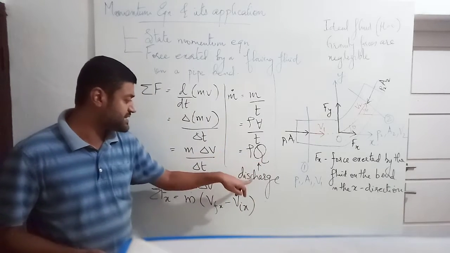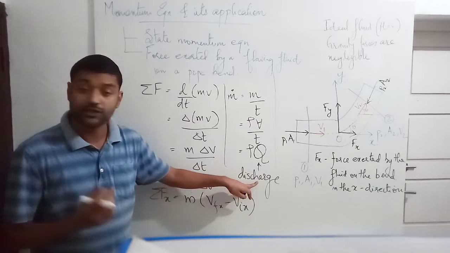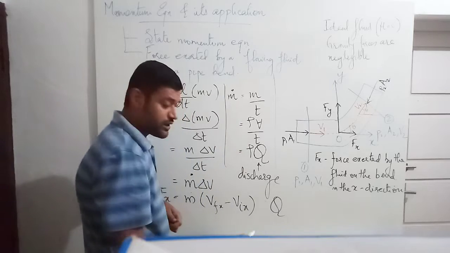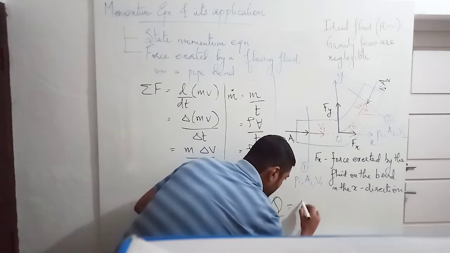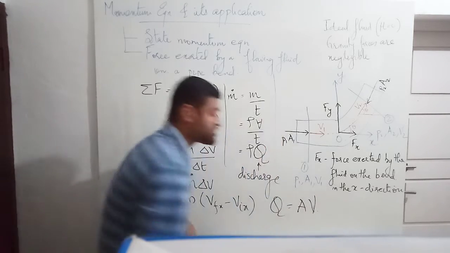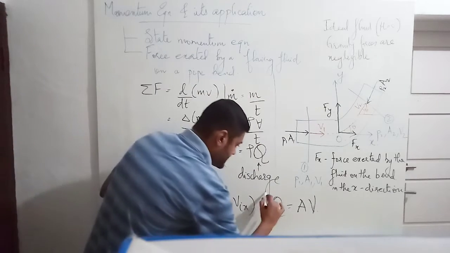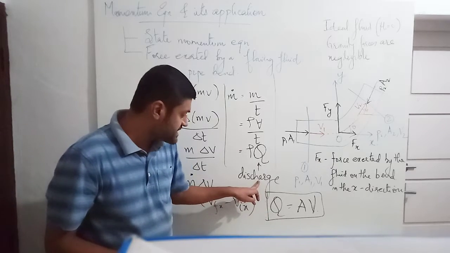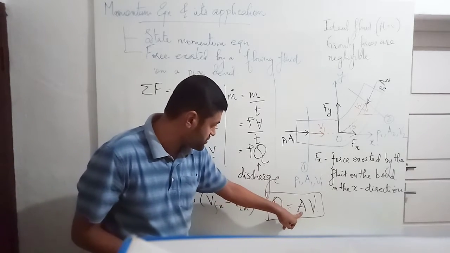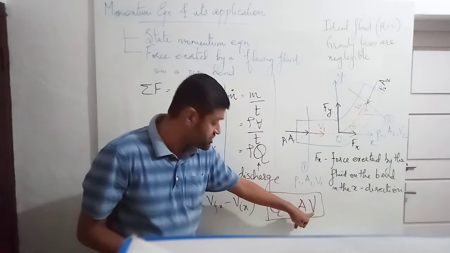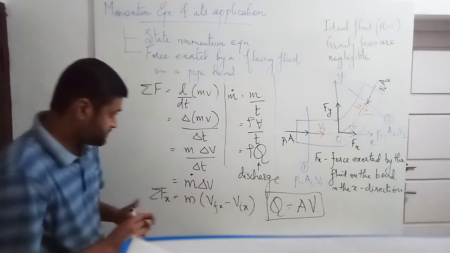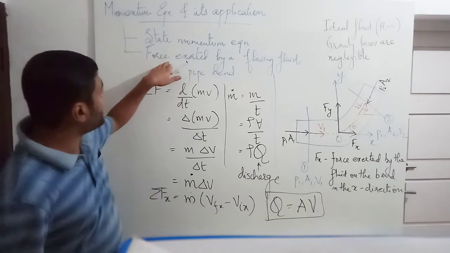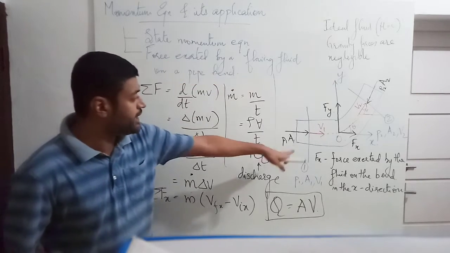So capital Q is nothing but the discharge or the volumetric flow rate through a particular section. By definition, the volumetric flow rate through a particular section is nothing but the product of the area of the cross section multiplied by the velocity of flow. I repeat, the volumetric flow rate through a particular section, Q, or what you call the discharge, is nothing but the product of the area of the cross section multiplied by the velocity with which the flow is happening. Now I'll proceed to my aim of calculating the force exerted by the fluid on this bend.